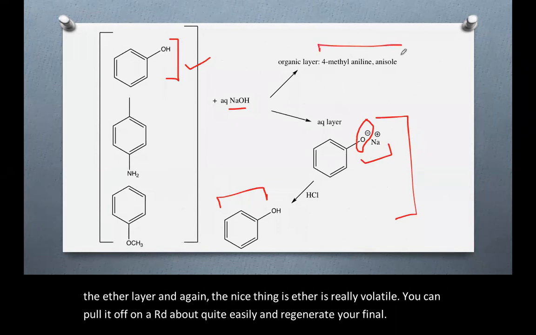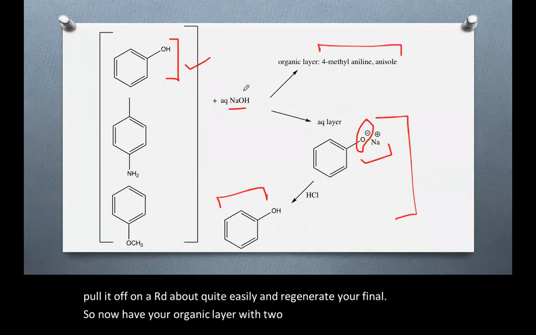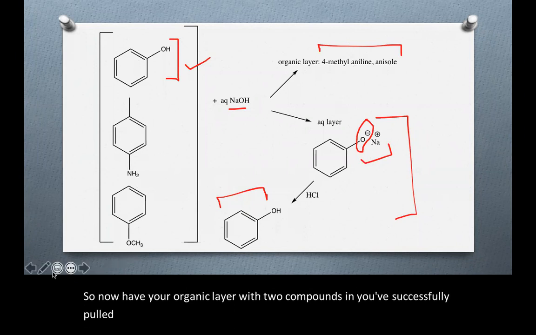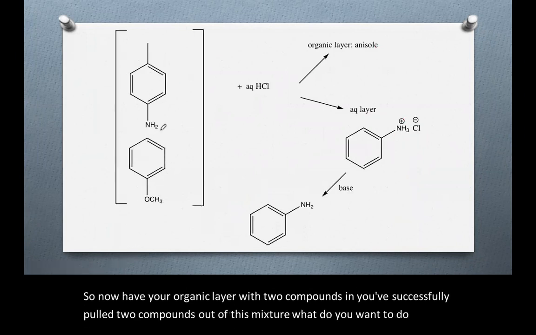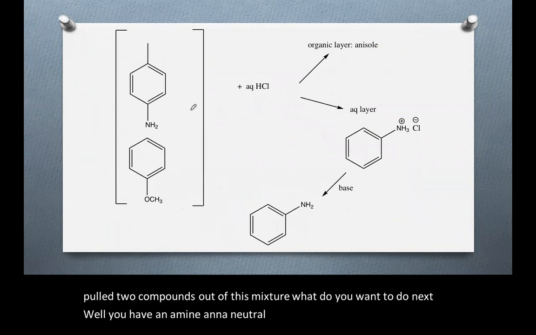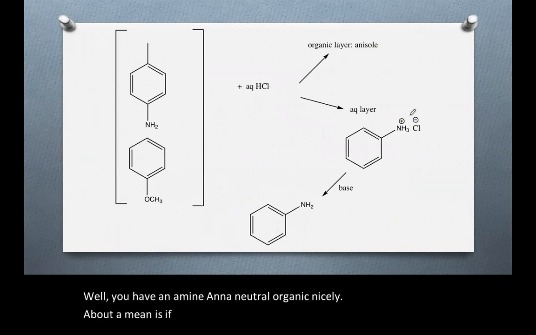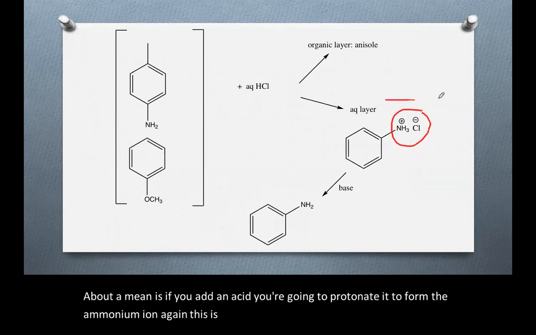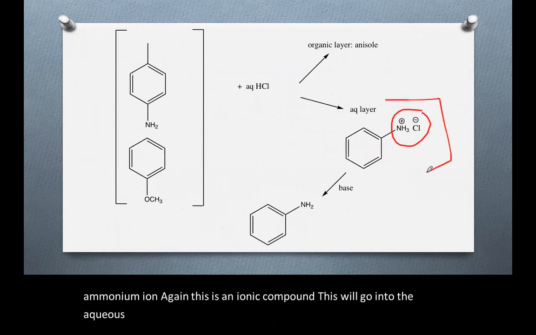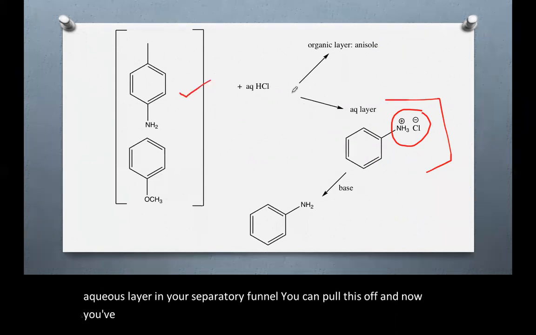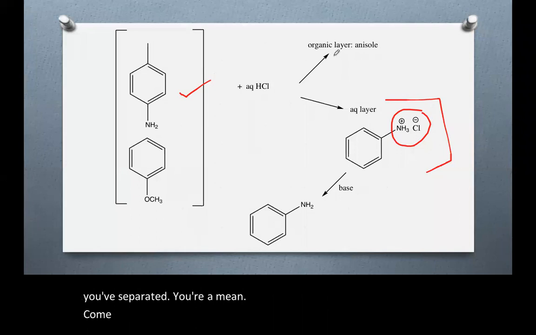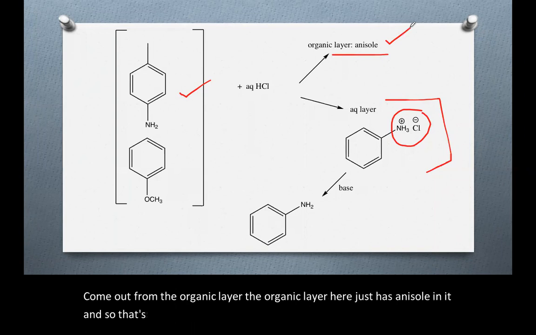So you now have your organic layer with 2 compounds in it. You've successfully pulled 2 compounds out of this mixture. What do you want to do next? Well, you have an amine and a neutral organic. The nice thing about an amine is if you add an acid, you're going to protonate it to form the ammonium ion. Again, this is an ionic compound. This will go into the aqueous layer in your separatory funnel. You can pull this off, and now you've separated your amine out from the organic layer. The organic layer here just has anisole in it, and so that's separated as well. So in this way, you've separated all 4 of your compounds out.